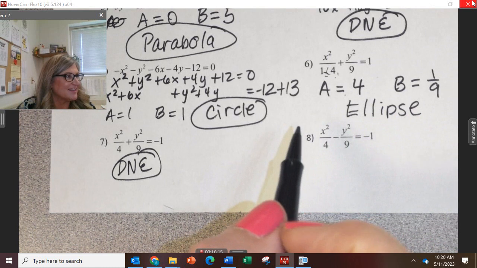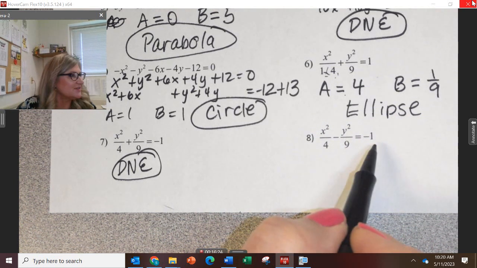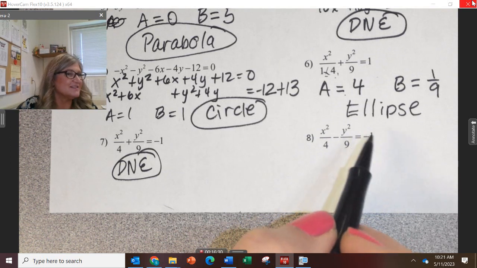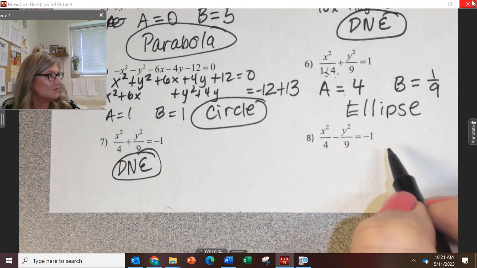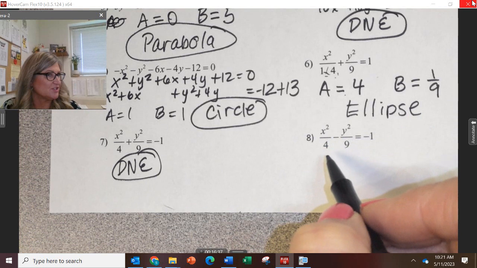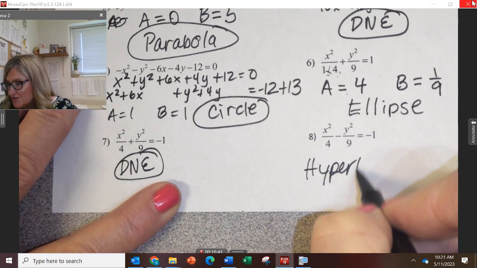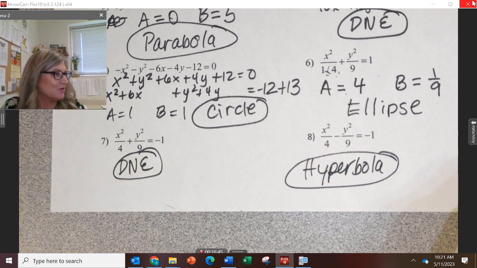Ethan's already ready. What do you think, Ethan? Hyperbola? Eli, what were you gonna say? Hyperbola? Do we all agree? But it's equal to a negative. It is still a hyperbola? Right. This is not a closed figure. It's an open figure. It's allowed to be equal to a negative because all that does is switch the direction it opens. You are correct. This is a hyperbola.